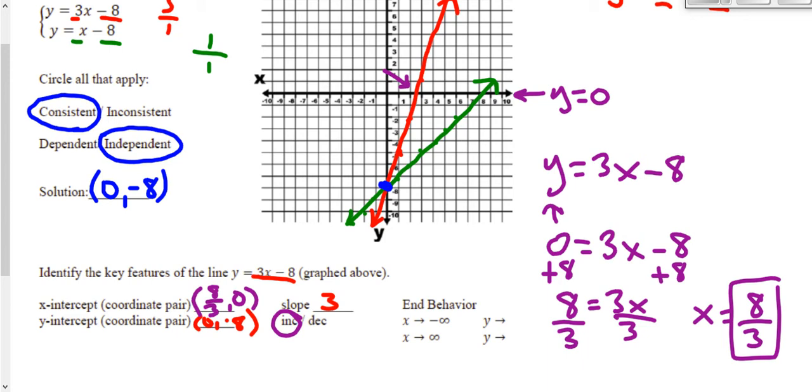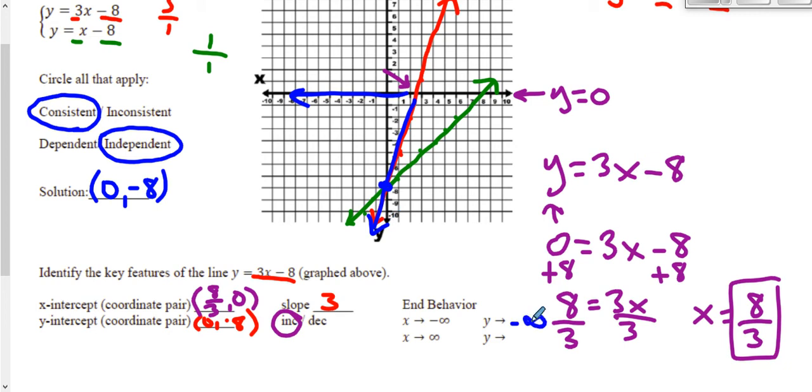My end behavior asks me for this red function on the graph, as I move left on my x-axis, what are my y values doing? And it looks like my y values are getting smaller as I move further to the left. So as x approaches -infinity, y is approaching -infinity.